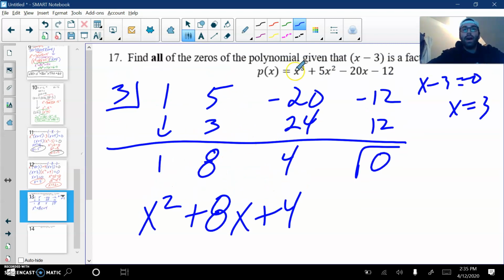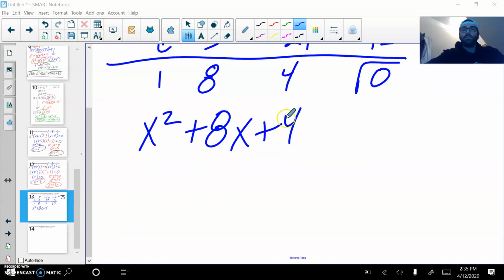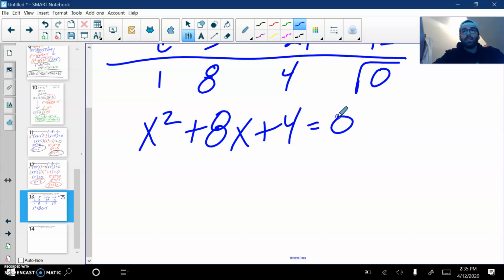Now here's the deal. I know that it should be x squared because it started off as x cubed. So I have x squared plus 8x plus 4. And unfortunately for us, there aren't two factors of 4 that'll add to give me 8. So that means if I set this equal to 0, I'm going to have to use the quadratic formula.